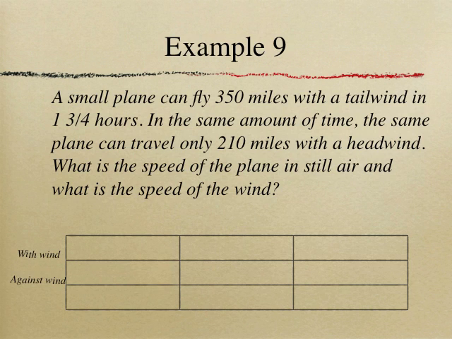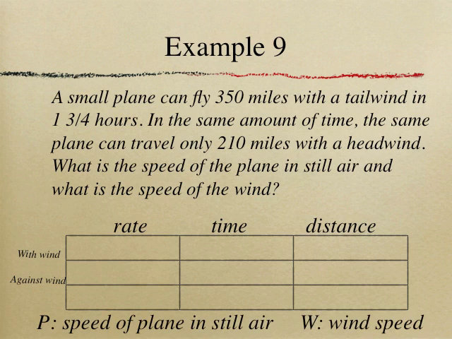So we know we have uniform motion, so we're going to say rate times time equals distance. Now, we have our distances. We have 350 miles and 210 miles. We can put those in right away. Okay, in the same time, so what is my time? It's 1 3/4. So I'm going to use 1.75 for the time. And let's let P be the speed of the plane in still air and W be the wind speed.